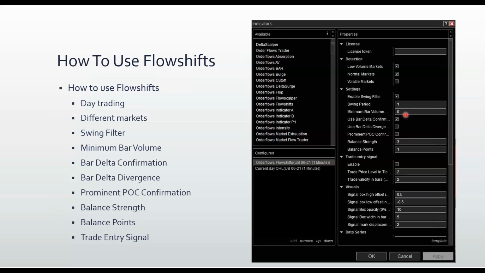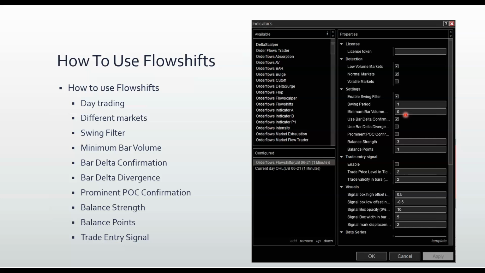Now, bar delta confirmation and bar delta divergence. I like to use bar delta confirmation, meaning if the bar is an up bar, it's got to have positive delta. If it's a down bar, it's got to have negative delta. Okay, divergence would be the opposite. If it's an up bar, it would have to have negative delta, or if it's a down bar, it would have to have positive delta. It would have to be a divergence between the delta and the bar direction.